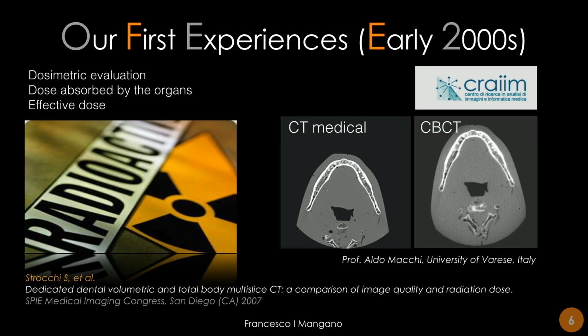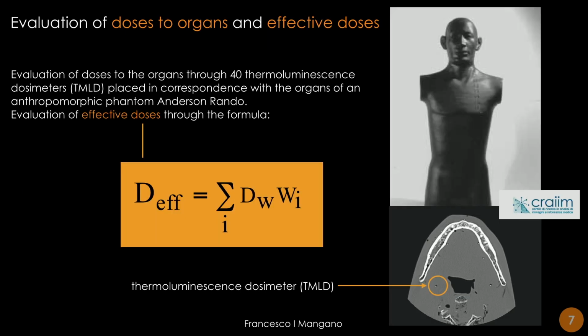As I told you, our first experiences date to the early 2000s. We made some dosimetric evaluation and an evaluation of the dose absorbed by the organs and the effective dose. We wanted to compare the conventional medical CT with the cone beam computed tomography. This work was made by Professor Sabina Strocchi and Professor Aldo Macchi and all the team at the University of Varese. We used an Alderson Rando phantom. We placed some dosimeters, and we exposed this phantom to different scans with the different machines in order to evaluate the effective doses.